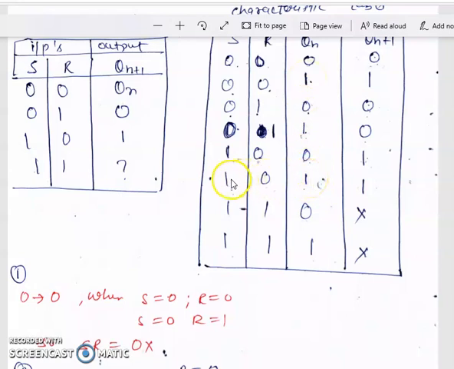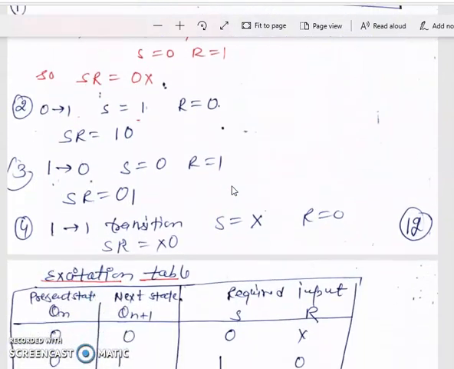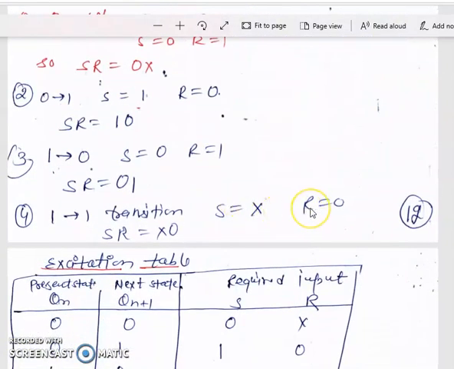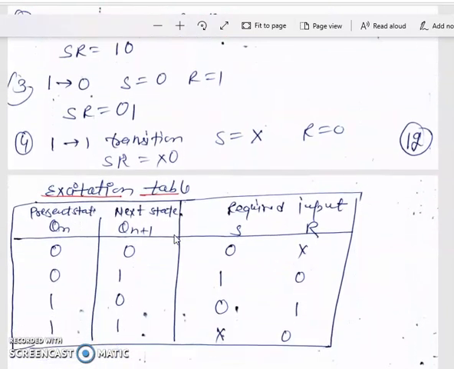So we can find the value of S and R. See, R equals 0 in both conditions and S equals 0 and 1. So write here S equal to don't care and R equal to fixed, that is value 0. So we can say S R for the excitation table is don't care and 0. Now we can put the value of S and R from the 4 transitions.